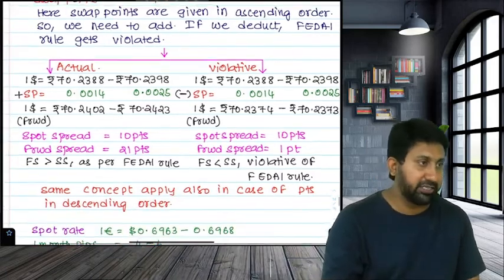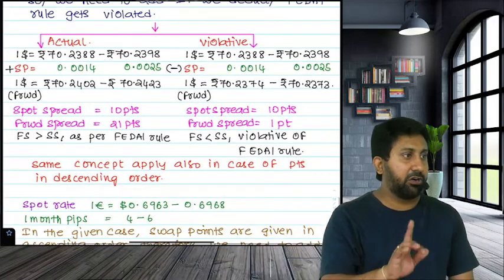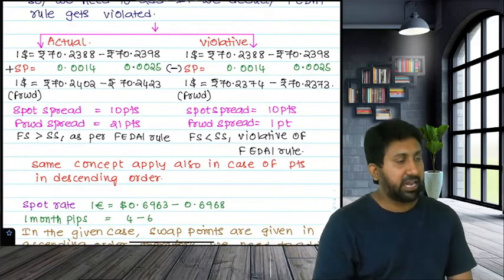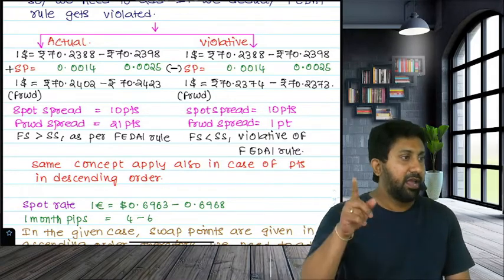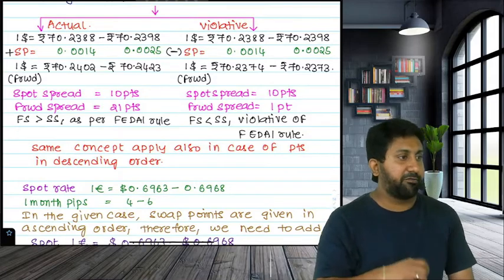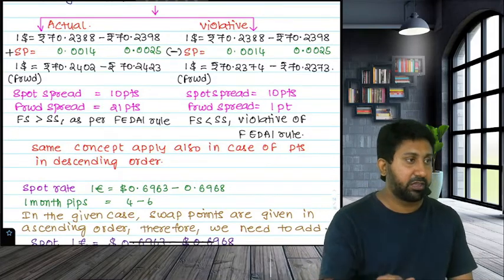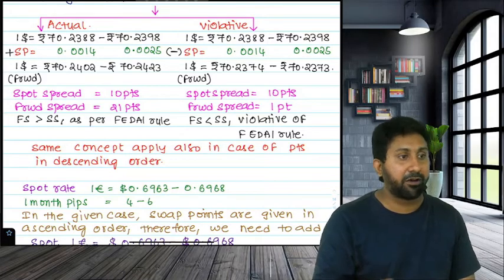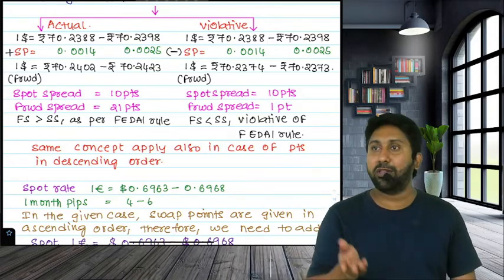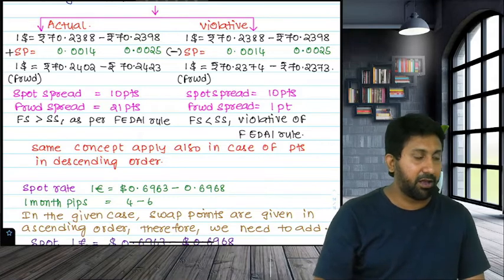I have done 2 things, actual and violative. Actual, $1 equal to 70.2388-70.2398. Swap points 0.0014, 0.0025. I added. Spot spread is 10 points, forward spread 21 points. Profit is more there, it will be more optimistic. Otherwise, if the spot spread is 10 and forward spread is 1 point, why would I do it when I know I will only get 1 point of profit in the future?